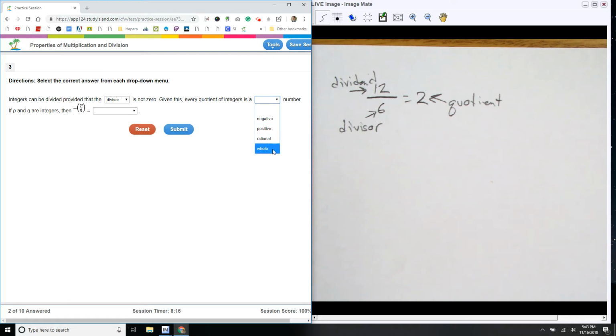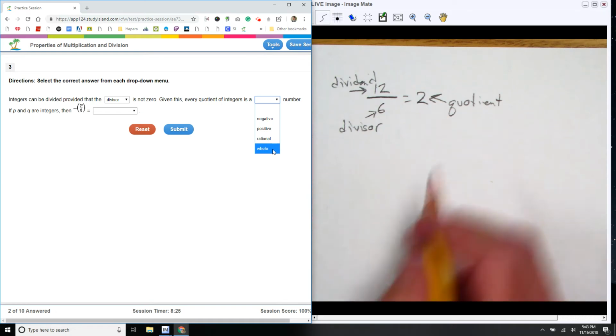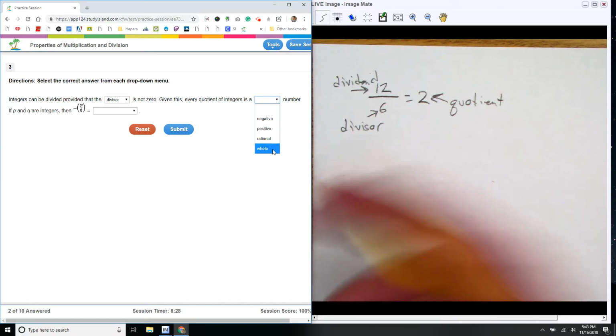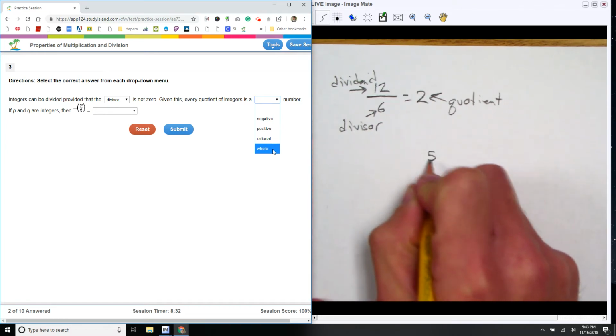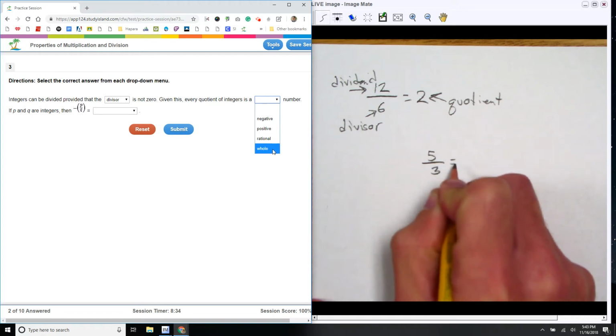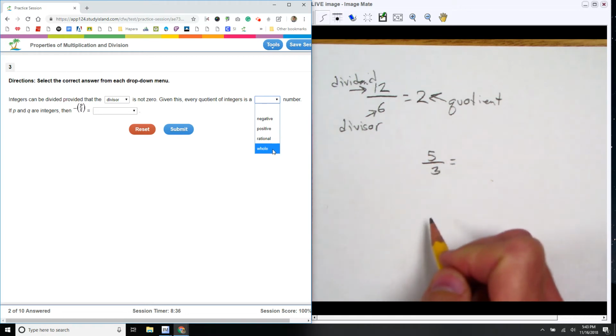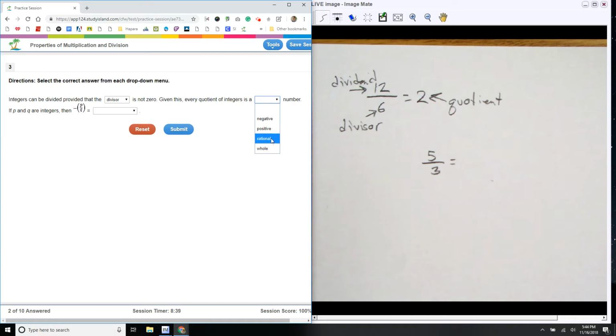What's a whole number? A whole number is a number that does not have a fractional part. So it would have to be 2, 3, 4, 5. But if I take two integers that don't divide evenly into each other, like say 5 and 3, 5 divided by 3 is going to have fractional parts because 3 doesn't go into 5 evenly. So that leaves us with a rational number. The definition of a rational number is a number that can be written as one integer divided by another.